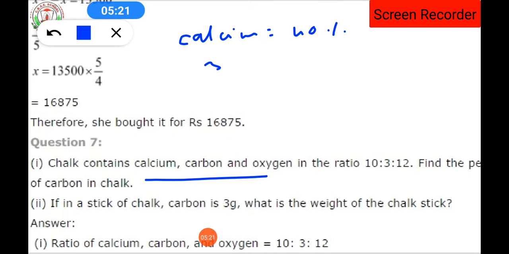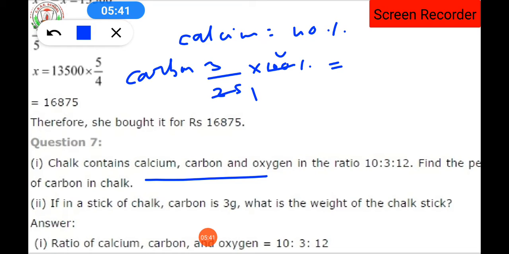So 3 upon the total, carbon percent, isn't it? So 3 upon total percent is 3 upon 25 into 100%. 100 we are doing because we have to convert 3 upon 25, which is a ratio, into the form of a percent. That's why it is multiplied with 100. So here it will get cancelled. So 4 into 1, and here 4, so 4 into this number 3, we will get 12%.